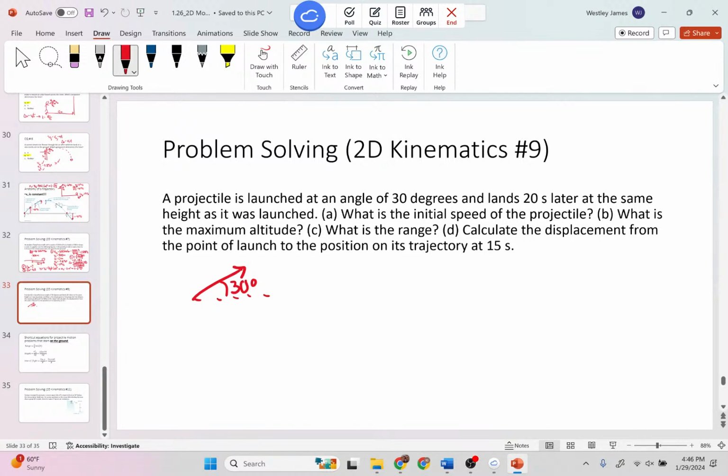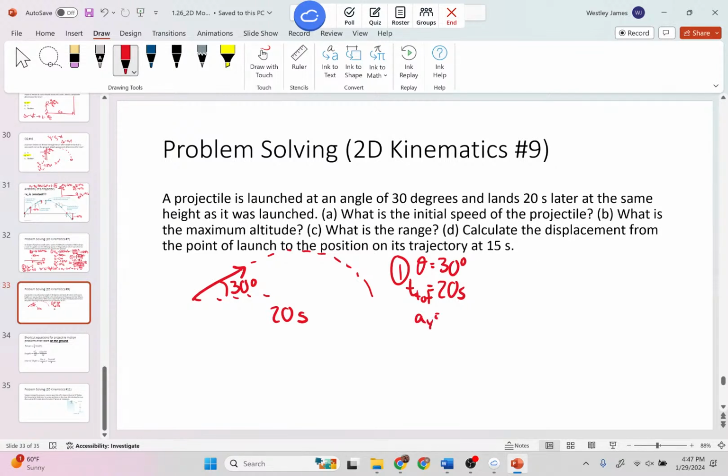So it launches at 30 degrees and it lands, at some point, at the same height, and it takes 20 seconds to travel. The first question says, so we really don't have much here, y'all. We have theta is 30 degrees. We have the total time is 20 seconds. You know what? We're going to even put that little total next to that, the total time, because there's all different times you can work with. Time to the top. Total time. The last part just says 15 seconds. There's all sorts of times, so it's good to label that T total, T tot.